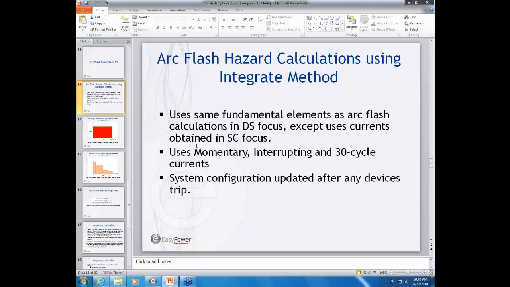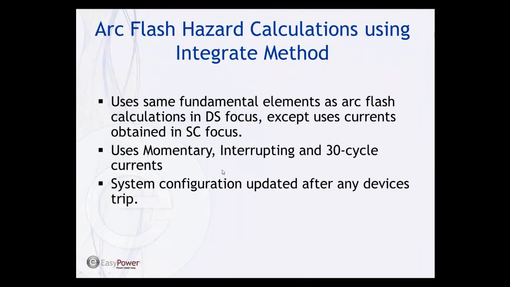The main difference between the short circuit focus and the dynamic stability focus is that within the short circuit focus, the momentary, interrupting, and 30-cycle currents that you would get in short circuit are the ones that are used to determine what the incident energy is.